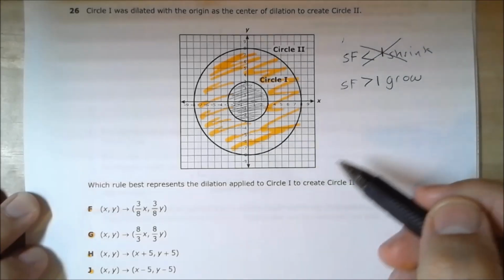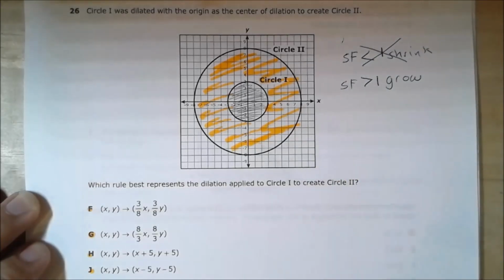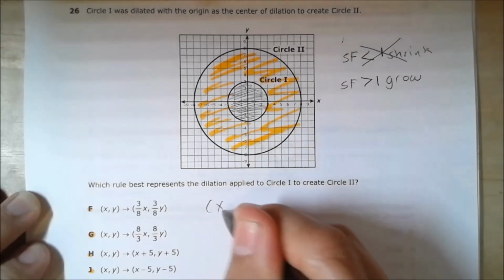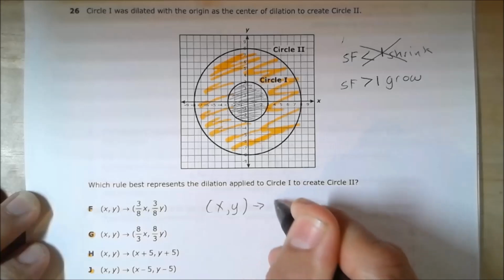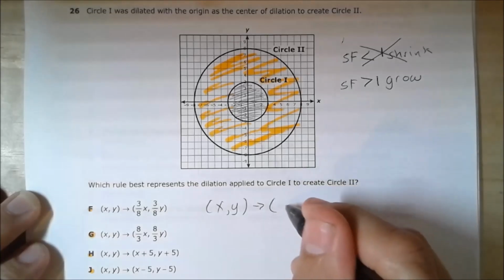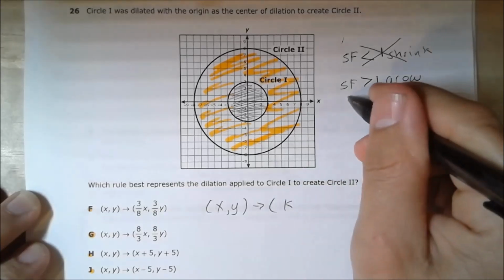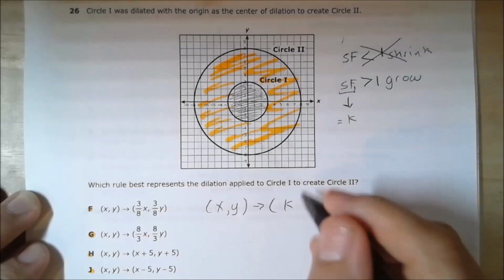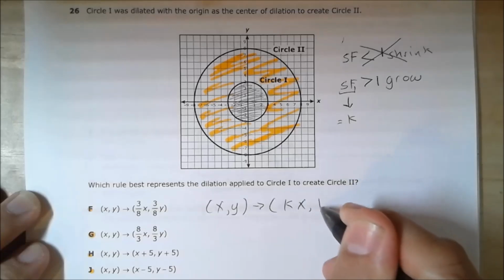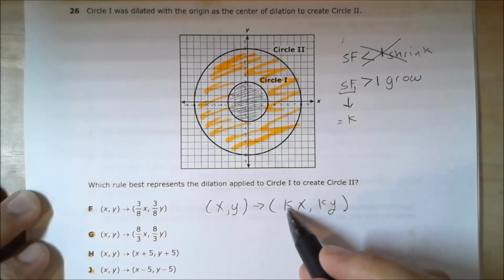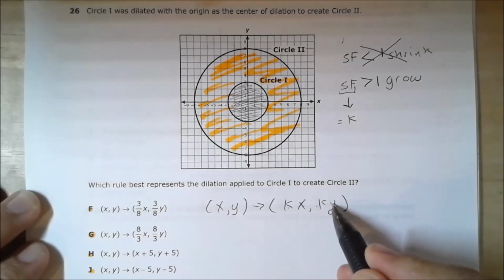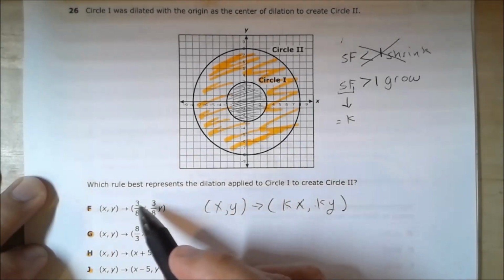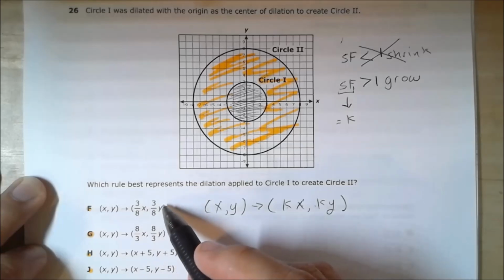So let's go down here first of all and look for anything that's a dilation. So if we look at F and G, the rule for a dilation is we are simply multiplying by a scale factor, and we'll call that scale factor K. So let's pretend that SF is equal to K times X and K times Y. So we're looking for a scale factor times X and a scale factor times Y. That's how we make it grow or shrink. So if we're looking over here, we have 3/8 times X and 3/8 times Y.